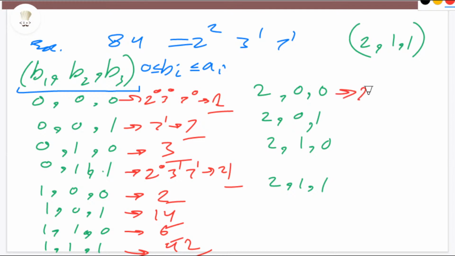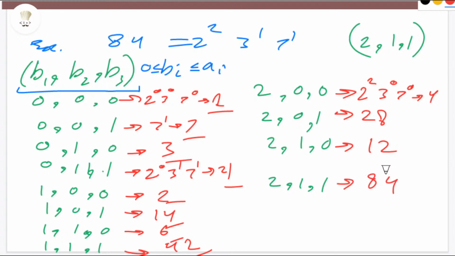Here we will have 2 squared, 3 to the power 0, 7 to the power 0 as 4, which is also a divisor of 84. Here we would have 4 into 7, which is 28. Here we have 4 into 3, which is 12. And here we have 84, right? And we wouldn't have any divisors other than these numbers that we have written here.